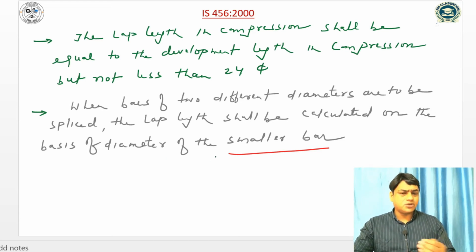So let us assume two bars of different diameter are spliced. So the lap length is equal to the development length. For the computation of this development length, we need the value of the diameter. So the minimum diameter of the bar should be used.